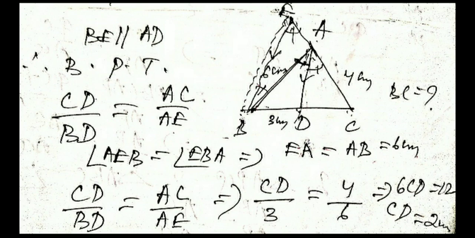Clear? Now apply basic proportionality theorem. Since CD by BD is equal to CA by EA, now place the values. CD by 3 is equal to 4/6. So you got 6 CD is equal to 12, CD is equal to 2. If CD is equal to 2, BC is equal to CD plus BD, that is 2 plus 3 is equal to 5. Therefore, BC is equal to 5 centimeter.